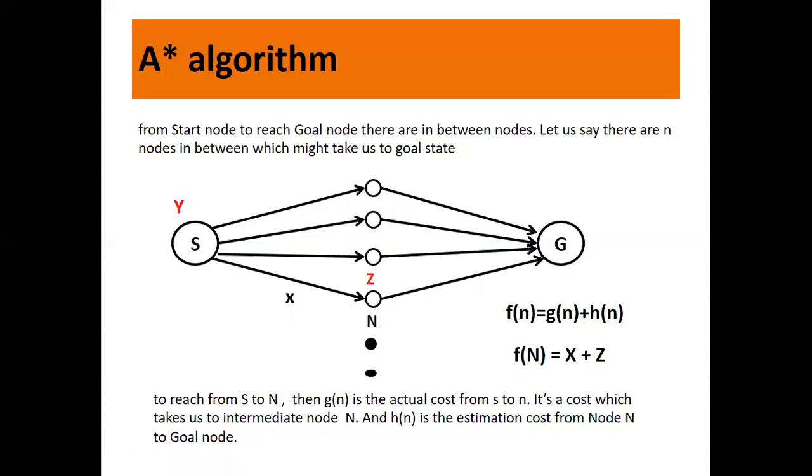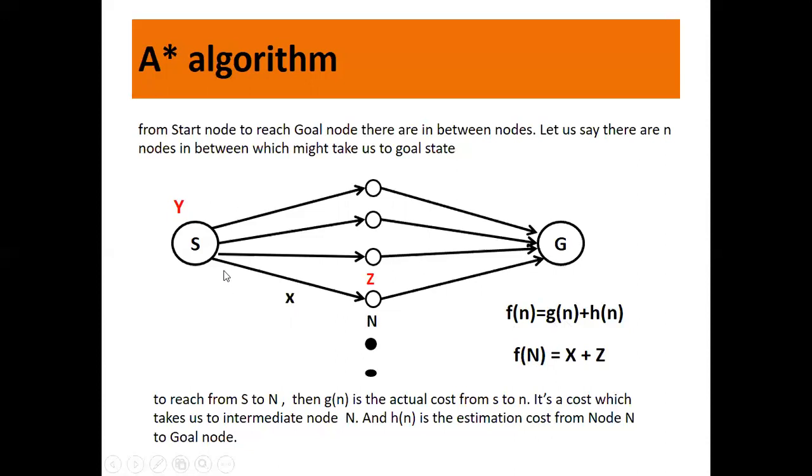If you apply the formula of f of n to this node S, then what we'll check is f of S is equal to how much cost it will take to reach from S. To reach from S to S, it will be 0. And to reach from S to goal, the estimated cost is Y, right? So the total cost to reach from S to G will be Y. Similarly, let us say N is an intermediate node. If you calculate f of n, it will be g of n, which is nothing but the actual cost from start node to the end node.